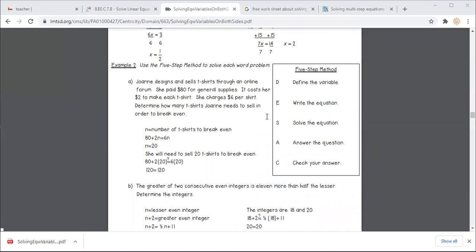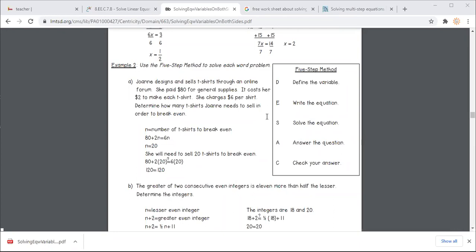Let's take an example. Jumana designs and sells t-shirts through an online form. She paid $80 for general supplies. It costs her $2 to make each t-shirt. She charged $6 per shirt. Determine how many t-shirts Jumana needs to sell in order to break even.